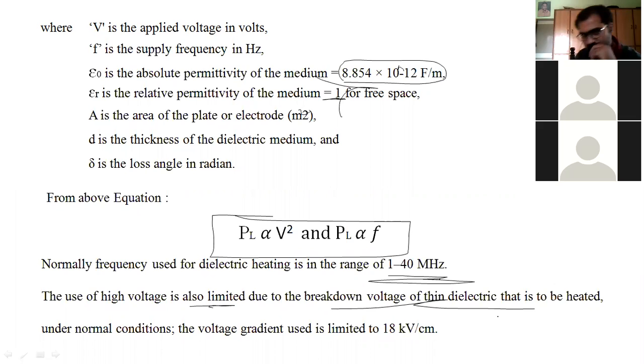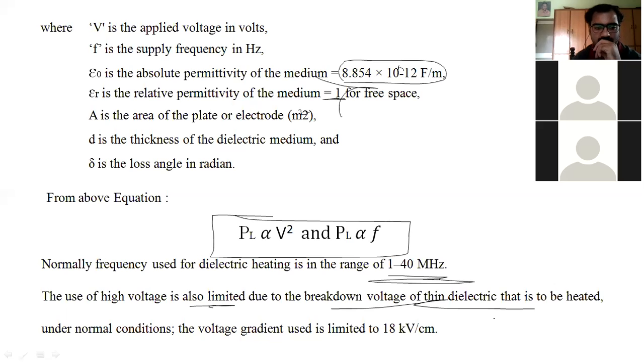Suppose you consider this dielectric material as a thin dielectric material placed between the two electrodes. If you apply a very high voltage, then what is going to happen? It is going to break down. Why? Because the resistance of this thin dielectric material is low. So when we are applying this high voltage, we have to limit it for a certain period and a certain amount for the dielectric particles which are thin. Okay, this is one factor we have to consider.